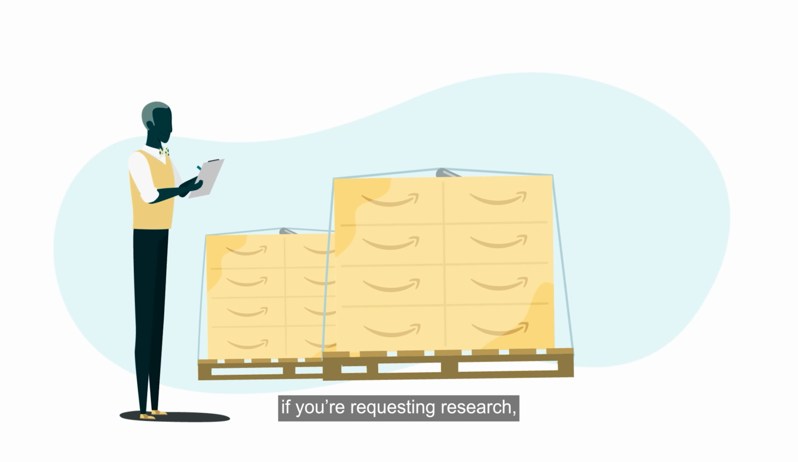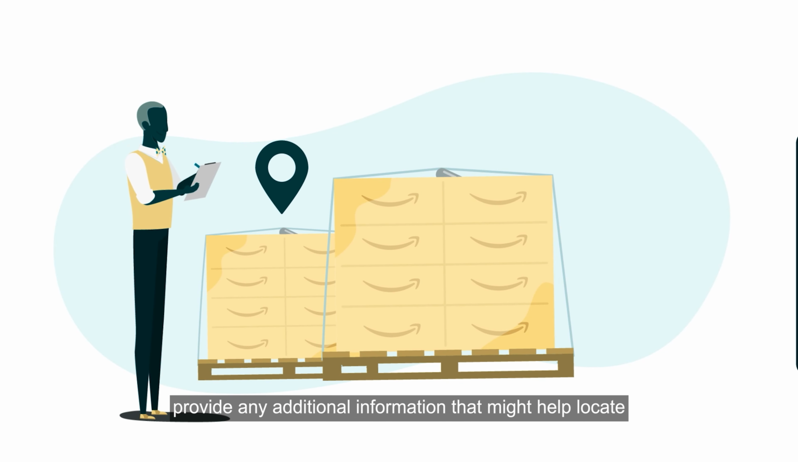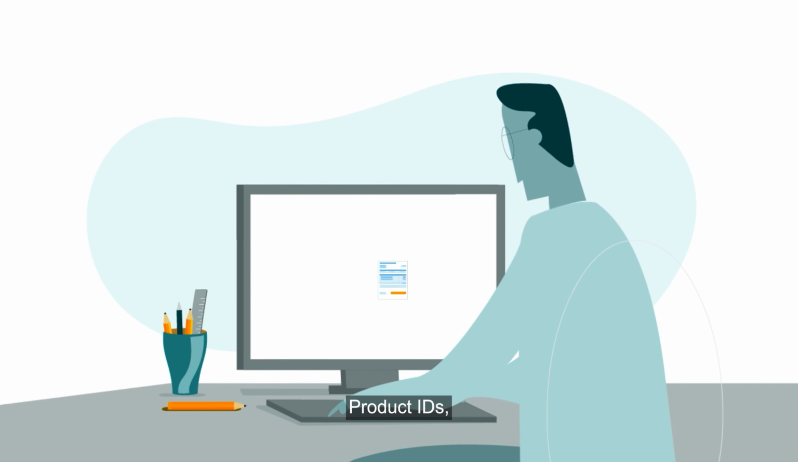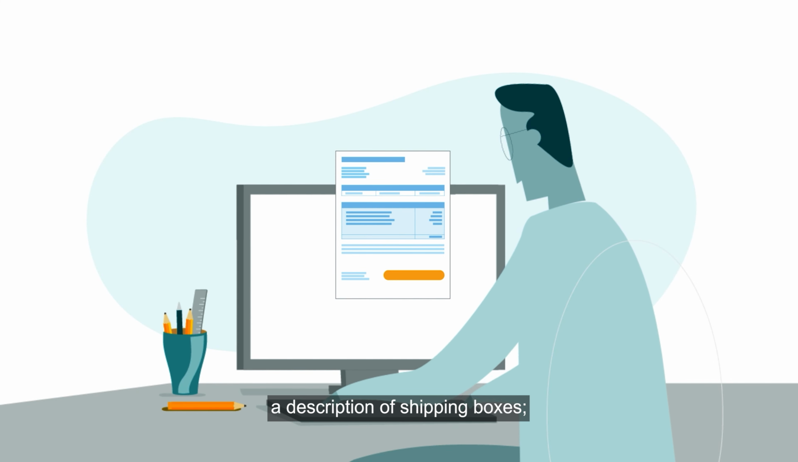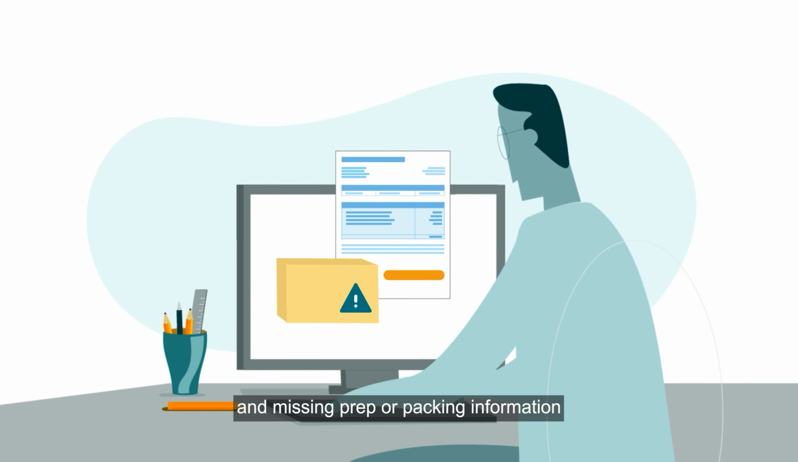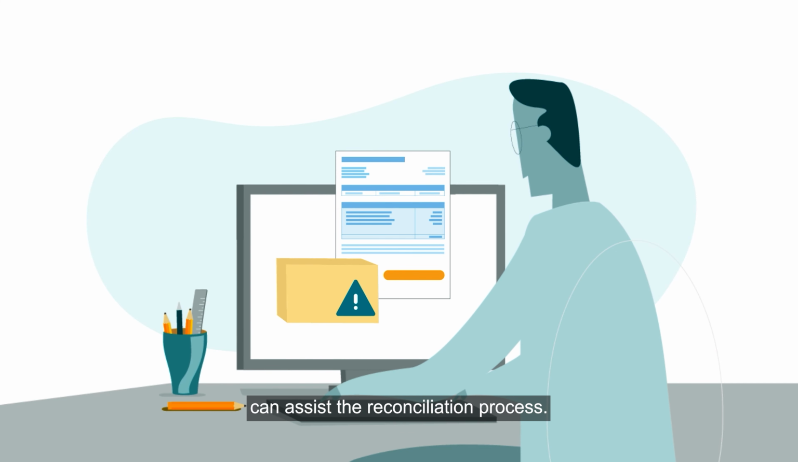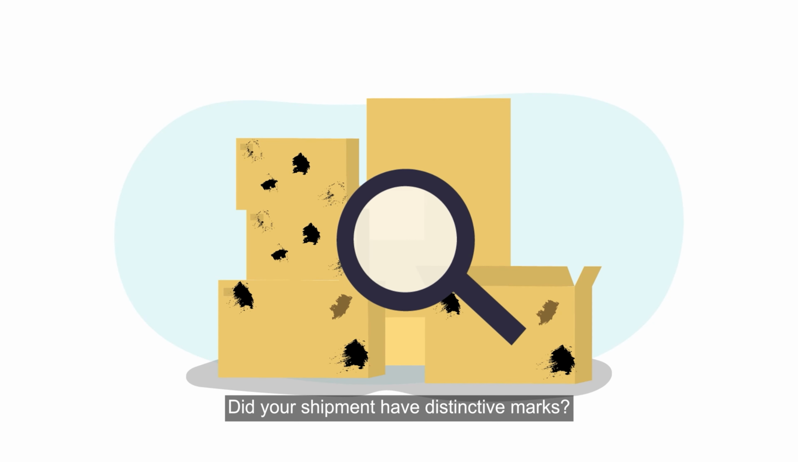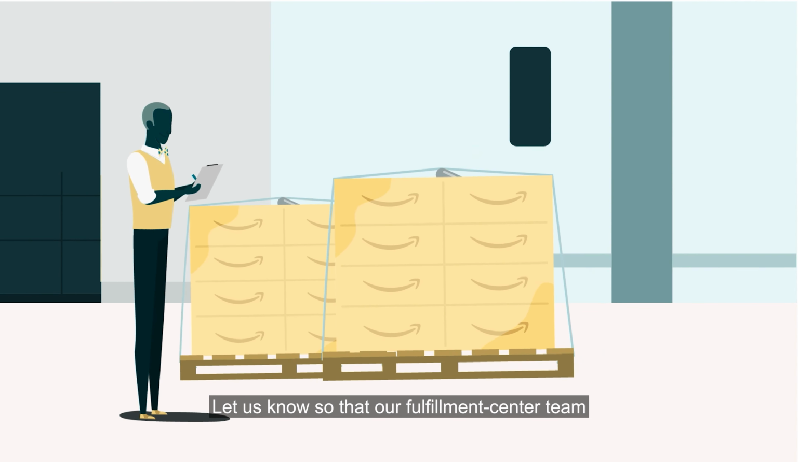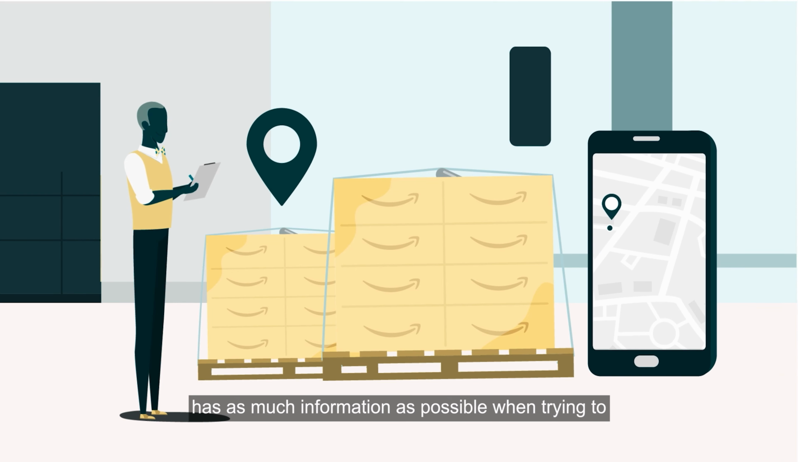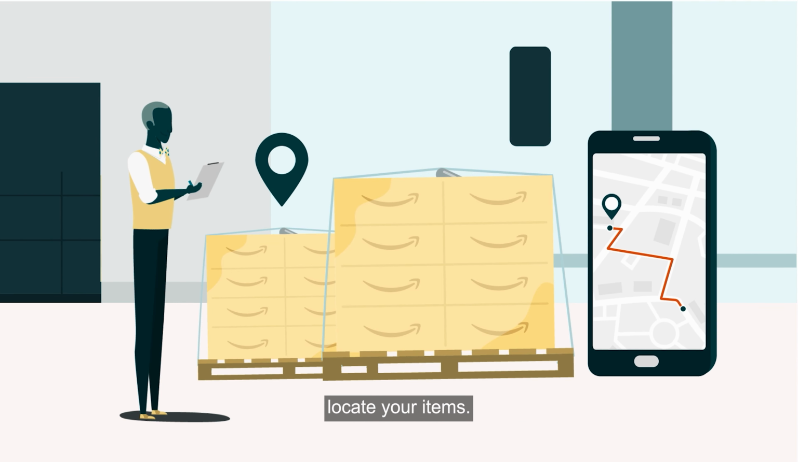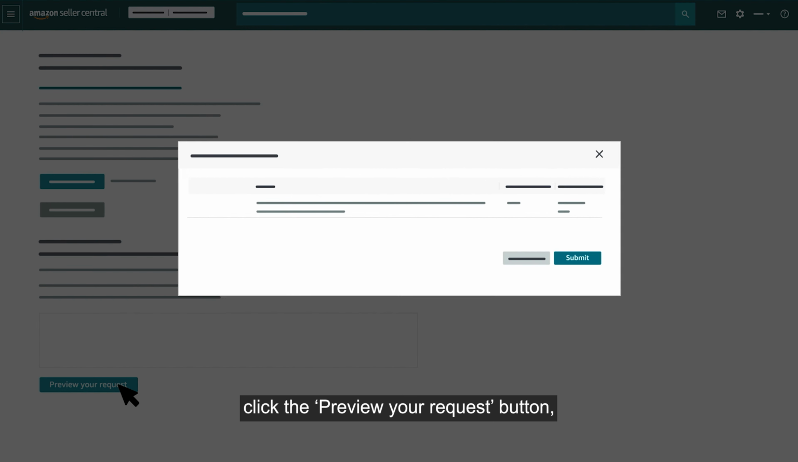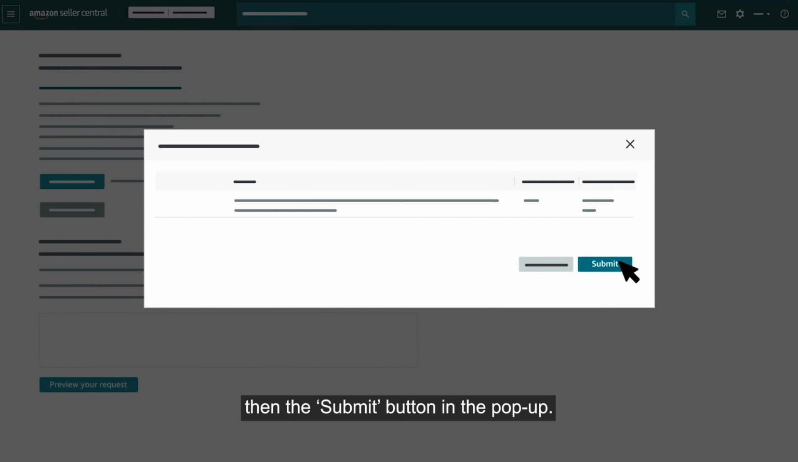Finally, if you're requesting research, provide any additional information that might help locate or account for missing or extra units. Product IDs or GTINs, a description of shipping boxes, and missing prep or packing information can assist the reconciliation process. Were the wrong products shipped? Did your shipment have distinctive marks? Let us know so that our Fulfillment Center team has as much information as possible when trying to locate your items. When your reconciliation information is complete, click the Preview Your Request button, then the Submit button in the pop-up.